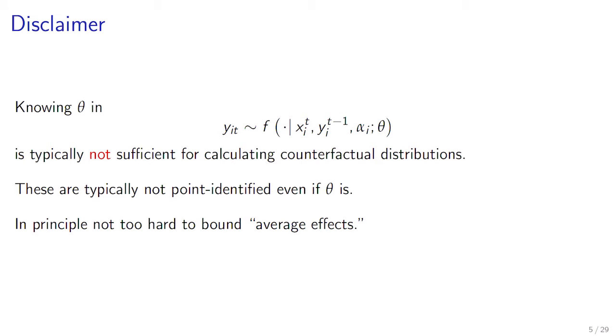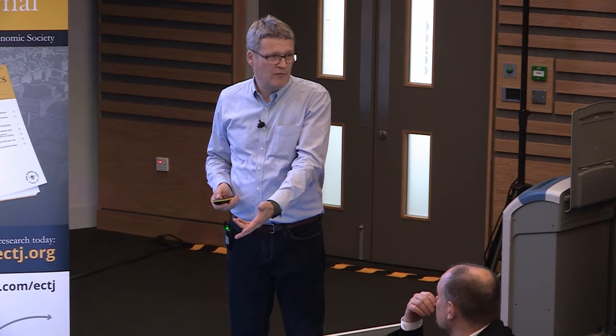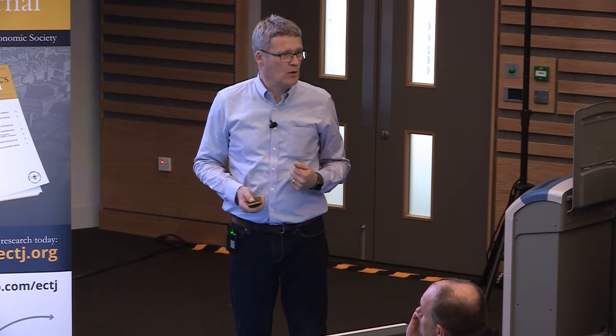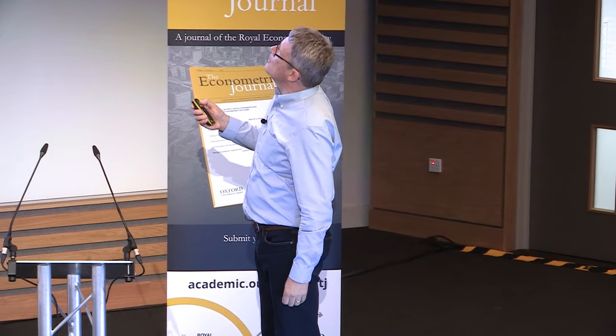Okay. Now, as many of you know, one problem with that is that in this model here, even if you know theta, even if you can manage to estimate or identify theta, that doesn't mean that you can identify counterfactuals, because counterfactuals will depend on the unobserved heterogeneity alpha. And since I only have a finite number of observations for each individual, I have no hope of backing out an alpha for each individual. So identifying theta doesn't necessarily tell you everything you want to know.